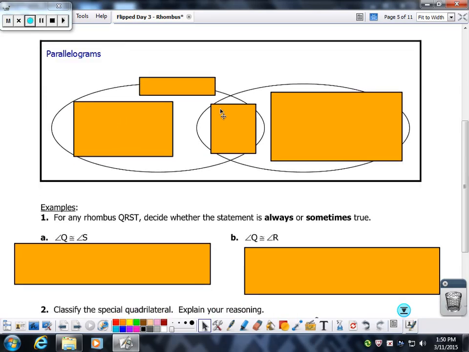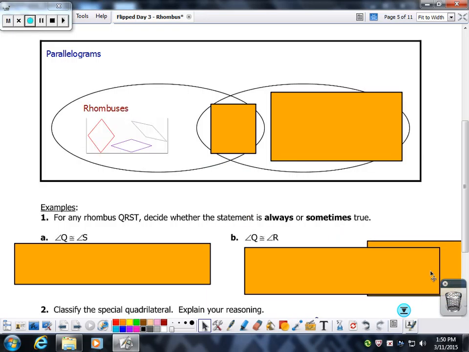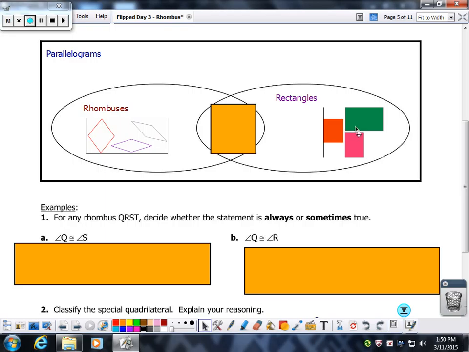This diagram shows the relationships with parallelograms. So with the rhombus, we have this left circle that has 4 congruent sides. Over here on the right, we have rectangles that have 4 congruent angles, 4 right angles, and in the middle is squares, who have 4 congruent sides and 4 right angles.